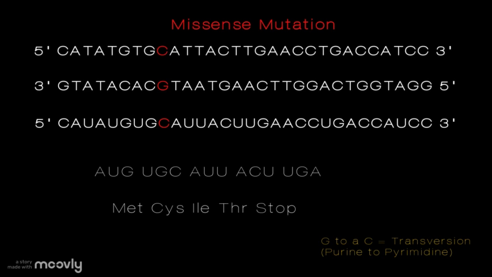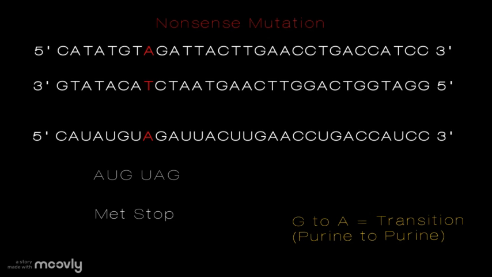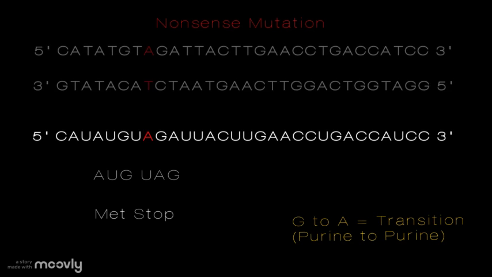Suppose you take the same DNA sequence, but an error is made and a G is substituted with a C, resulting in a missense mutation. Missense mutations change the resulting amino acid. In this case, the amino acid was changed from TRP to CYS. Since a G was substituted by a C, this is a transversion mutation because a purine, guanine, was substituted by a pyrimidine, cytosine.